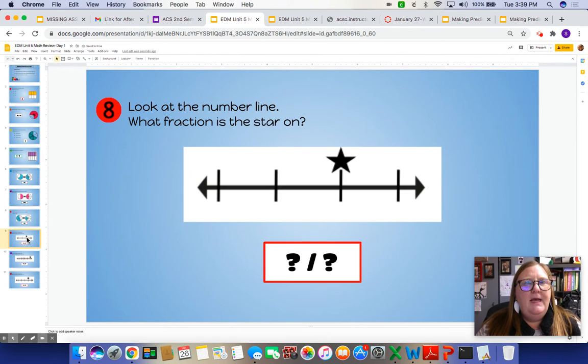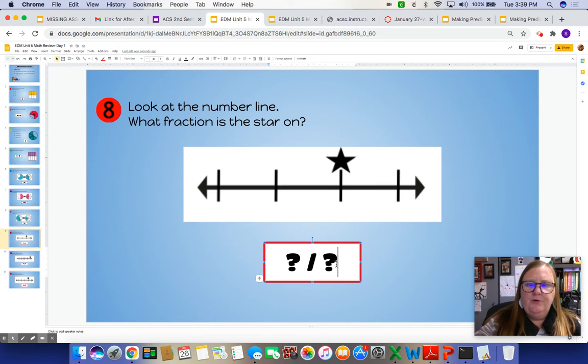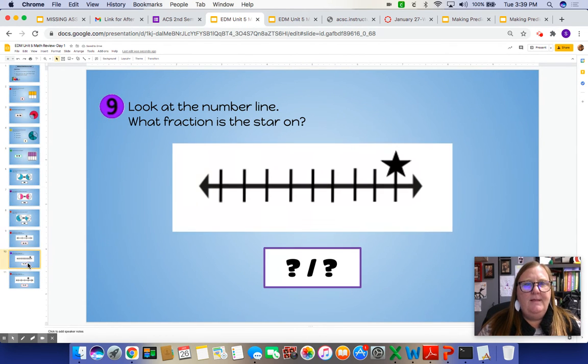All right, and the last 3 questions have to do with looking at a number line. And so we're going to look at the number line. We did this on Zoom the other day. You're going to look at first how many sections, how many pieces this is broken into. So 1, 2, 3 pieces. So that's our total amount, 3. And then we count the sections to figure out where the star is. So 1 section, we can hop over 2 sections. So this shows 2/3.